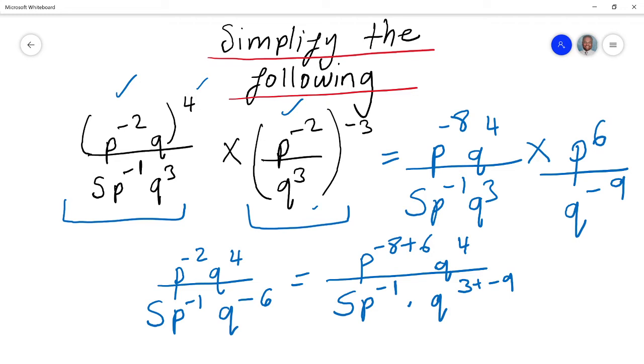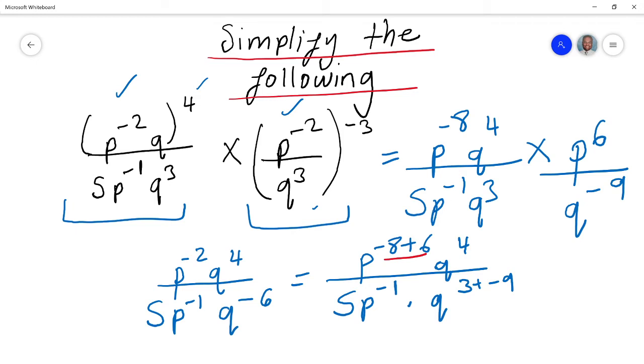What happens when you add two negative numbers, or when you have a negative and a positive number? All right, so I'll repeat this step. P to the power negative 8 plus 6, because that's the same base but a different power, so negative 8 plus 6, that's what I've done here. And then q to the power 4 remains the same.